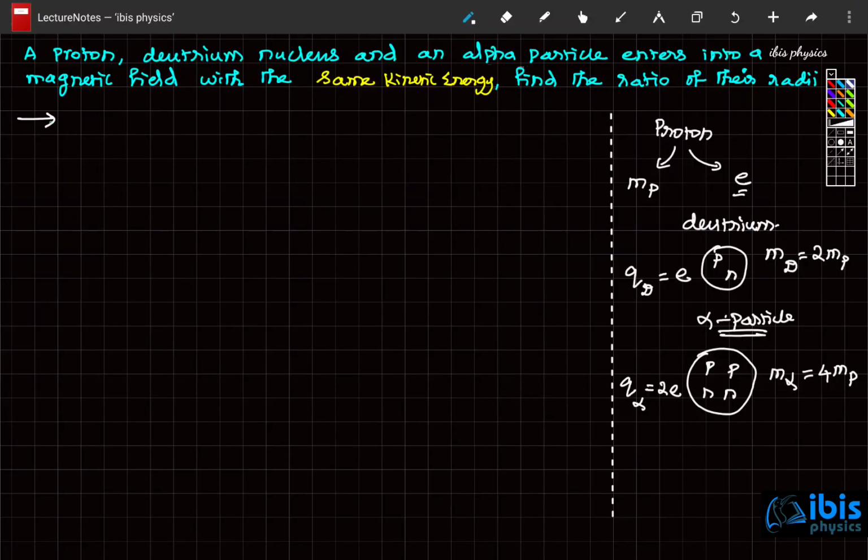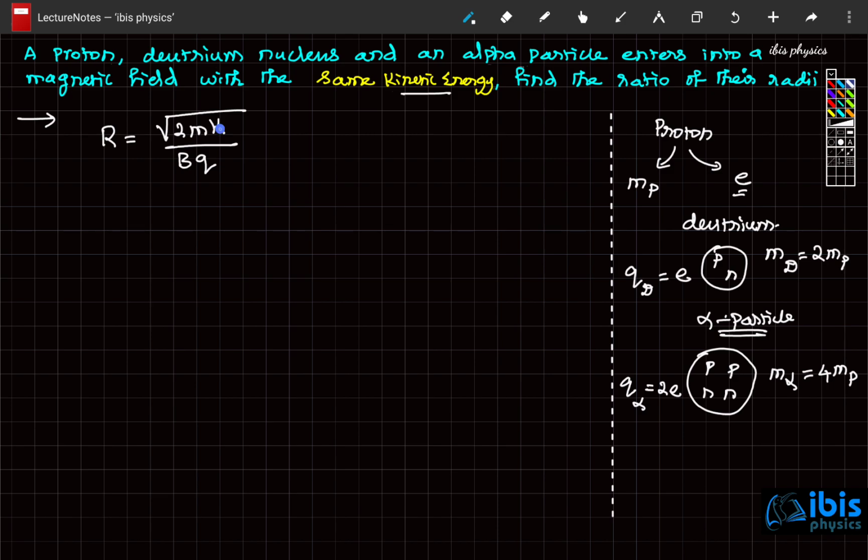Here comes the second part of the problem. A proton, deuterium nucleus and alpha particle enter into a magnetic field with the same kinetic energy. Find the ratio of their radii. So here we know the kinetic energy. Then the formula for radius is r equals root over 2m times kinetic energy, divided by B times q.